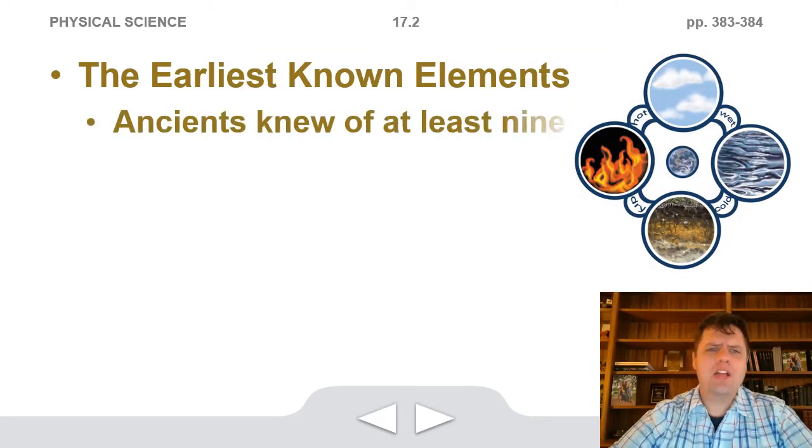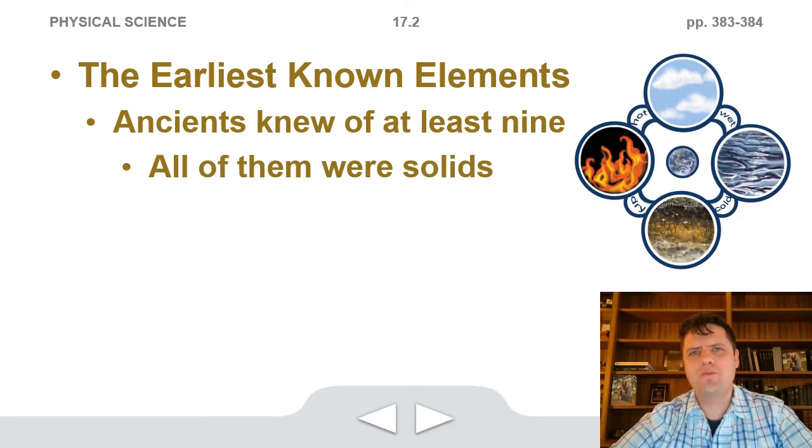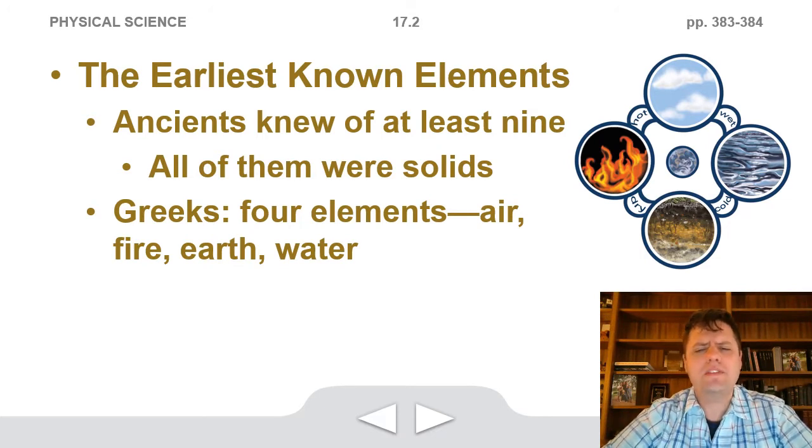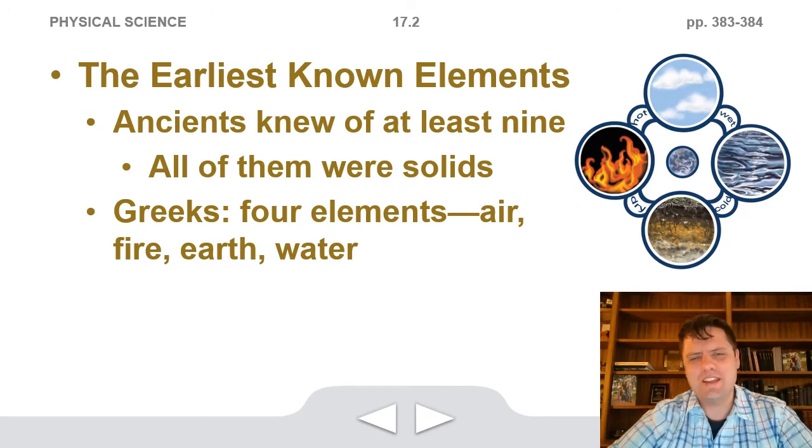So the earliest known elements, the ancients knew of at least 9, and all of them were solids. But the Greeks, when they came along, started to talk about what all of these things were made up of. And their idea was that there were actually 4 elements that made up everything. Air, fire, water, and earth.